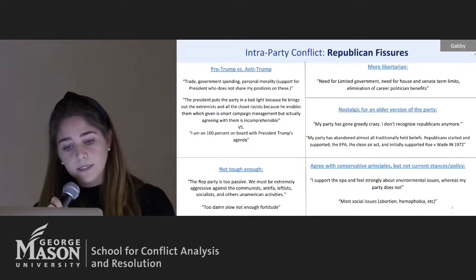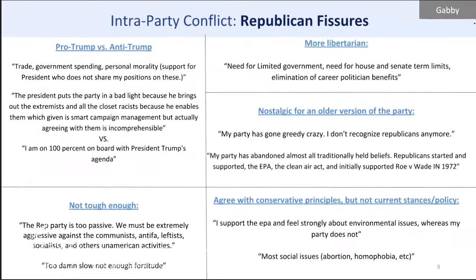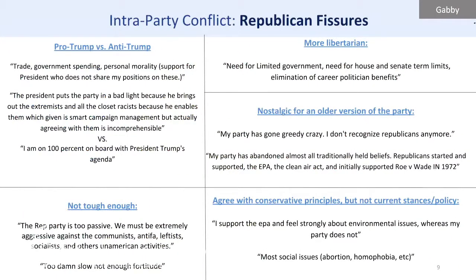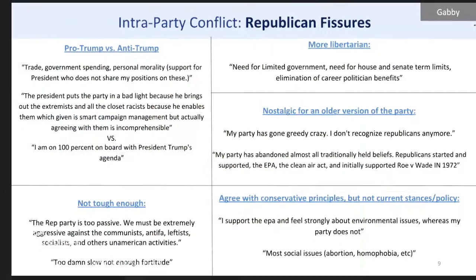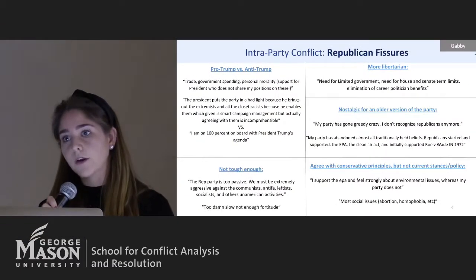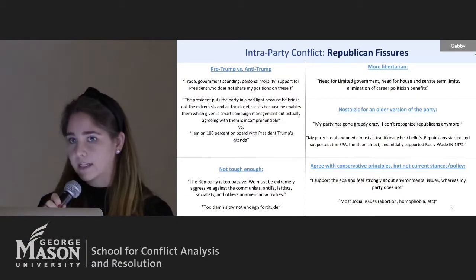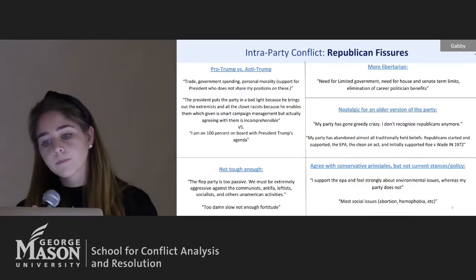Another was a not-tough-enough response for the Republican Party. Those who are more hardliners think their party is too passive and that they need to be a little more extreme against leftists. They also feel the party isn't working at a fast enough pace. They need more fortitude in the party. So there are Republicans who are dissatisfied for those reasons.